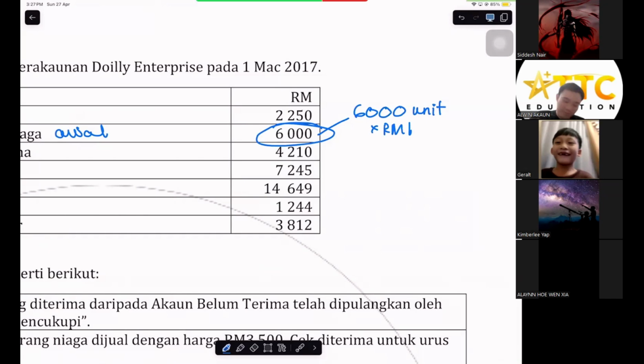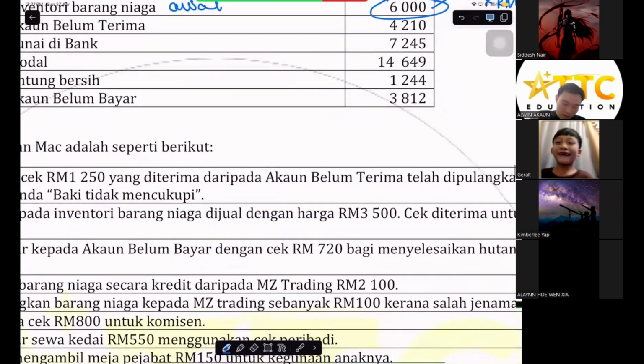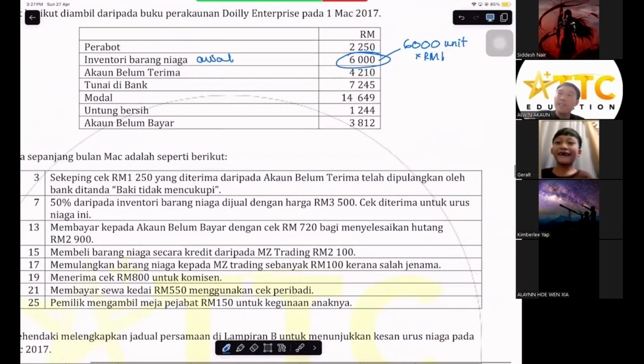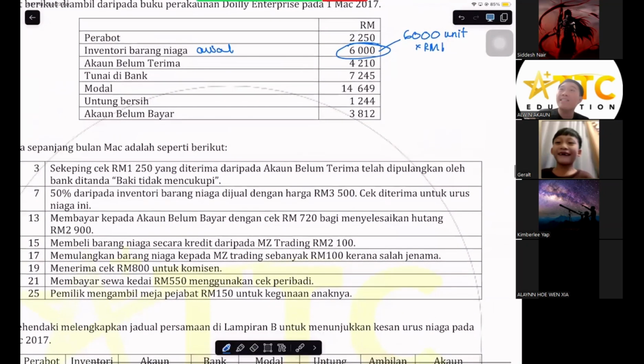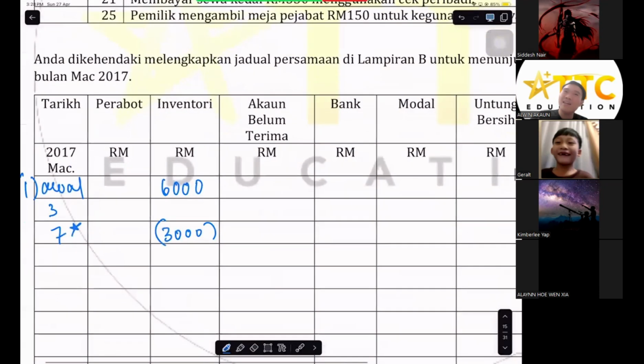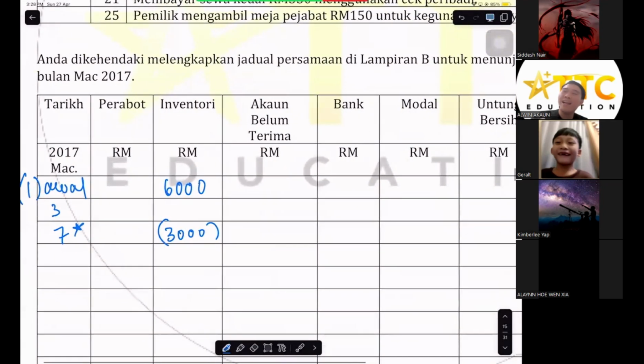Then I got it. So now 50% daripada inventory barang niaga dijual. So I got 6,000 units. I sell off half of it. So meaning how many do I sell off? 3,000 lah. 3,000. All the cost is one ringgit.